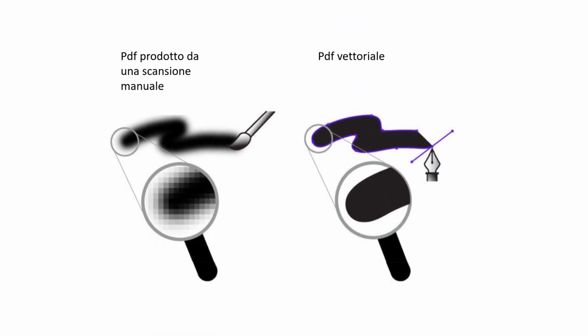In this image, we can see a comparison of two PDF files. The one on the left is an image file, while the one on the right is a vector file. As you can see, the vector file is not pixelated because the elements it contains are not represented by pixels but by digital information.